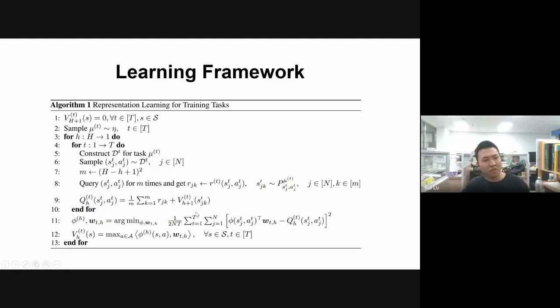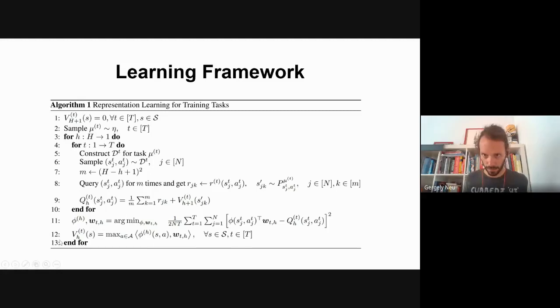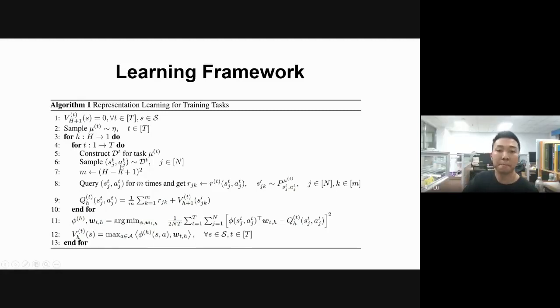But for a general representation class phi, yes, you're right. Constructing this distribution D is difficult. But in our final regret bound, there is one important parameter related to this distribution, which measures how good this distribution is.